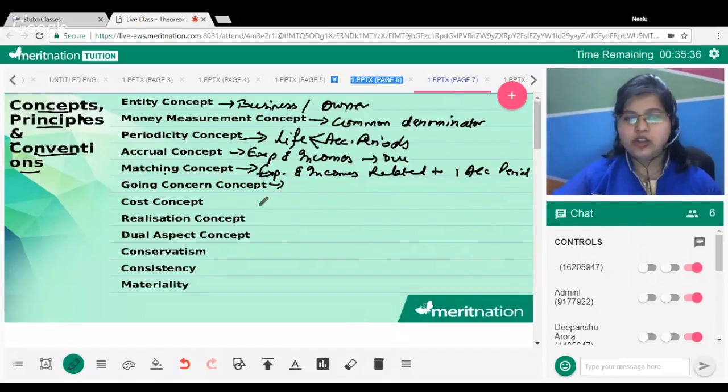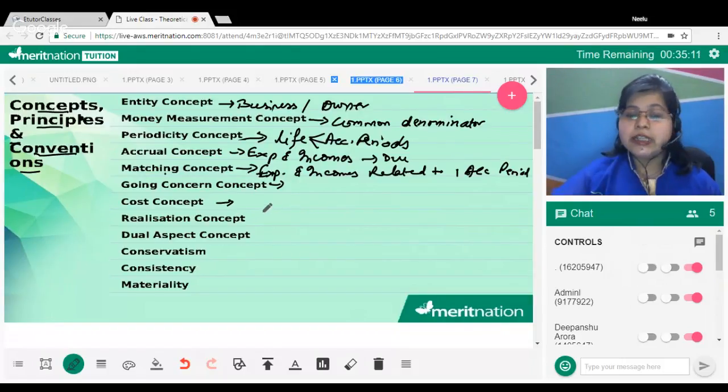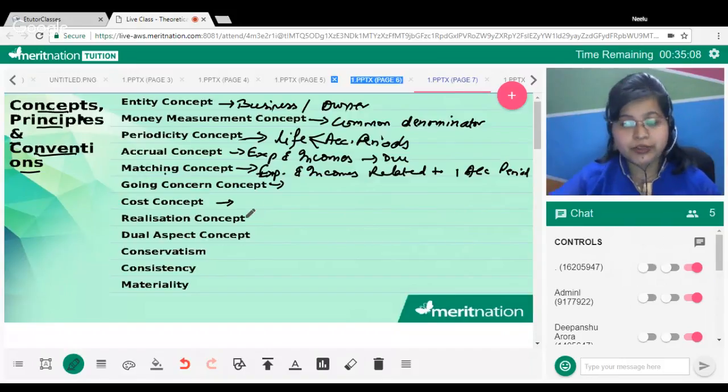Next is our going concern concept. This says that the business is assumed to go on for a very long period of time with no intention of shutdown or a substantial reduction in the working. Now is the cost concept. The cost concept basically says that the assets are generally recorded at the historical cost, that is, the cost that we have paid to acquire them.